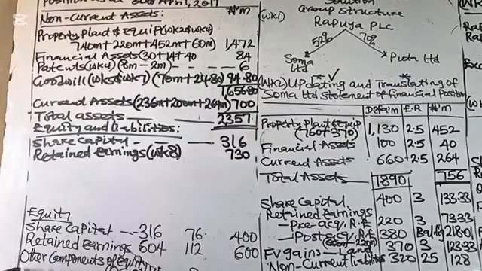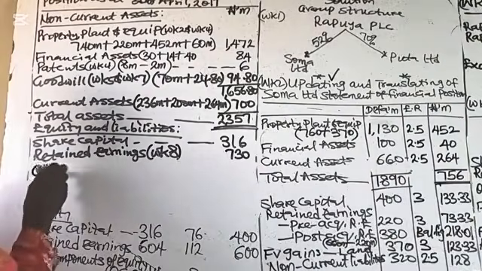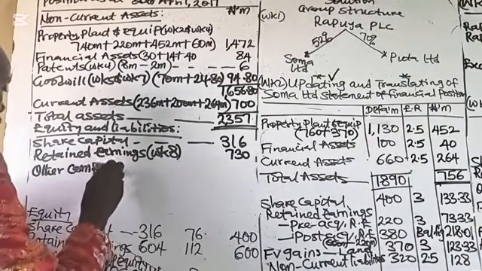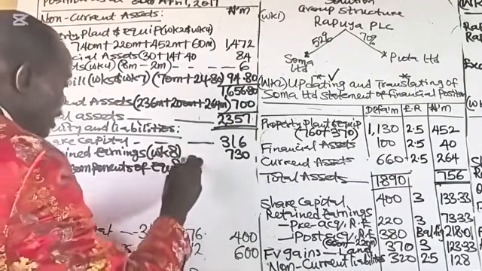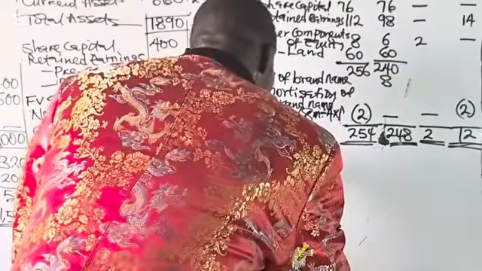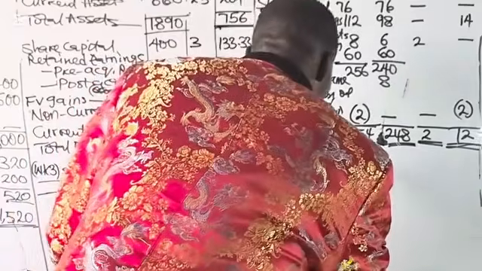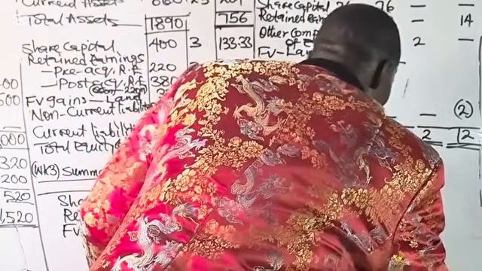Then, after this, we have other components of equity. That is working number 9. Working number 9, other components of equity.